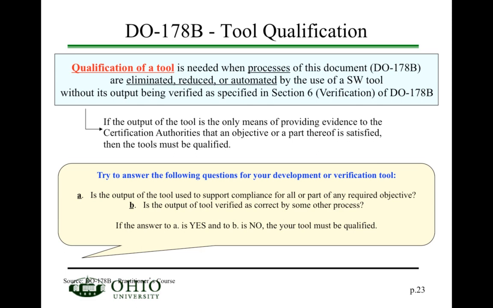must be qualified. If you have one objective in DO-178B, and you're going to use a tool to implement that objective, to be compliant with that objective, and you do not verify the output, you need to qualify it. If you independently verify the output, you don't have to.